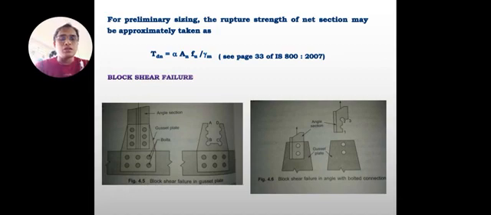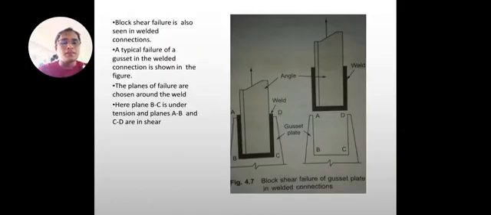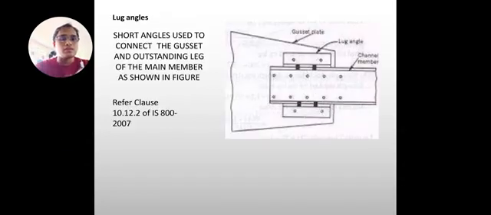Then block shear failure, with pictures. Here is the angle, the gusset plate, the bolts, and the section. Next, block shear failure is also seen in welded connections, and a type of failure of the gusset in the welded connection is shown in the figure. A short angle is used to connect the gusset and the outstanding leg of the main member as shown in the figure.